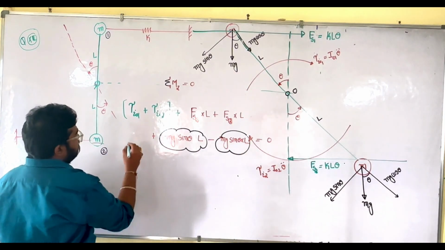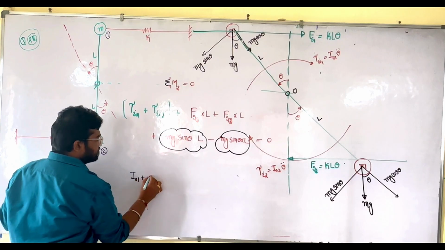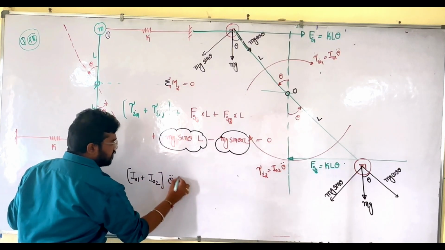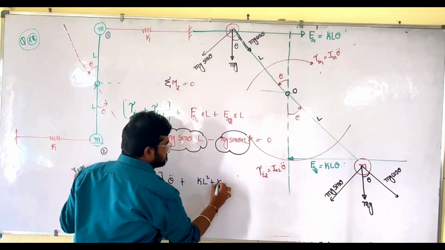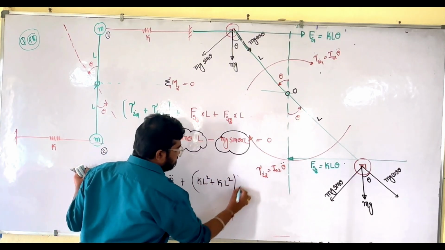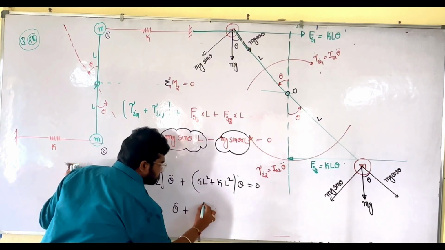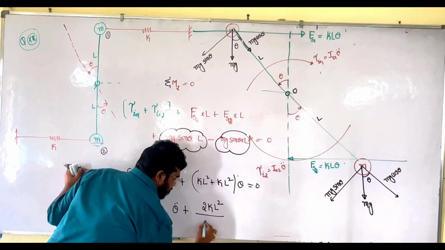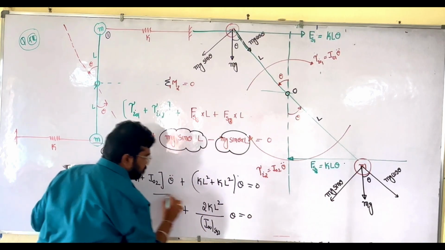Moment of weight. Okay, see here. What is this? Tell me. I01 plus I02, theta double dot, plus K times L square plus K times L square, theta equals 0. Then theta double dot plus 2K L square by I_OO of the system about point O, theta equals 0.